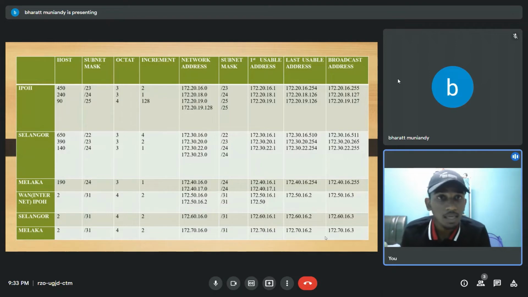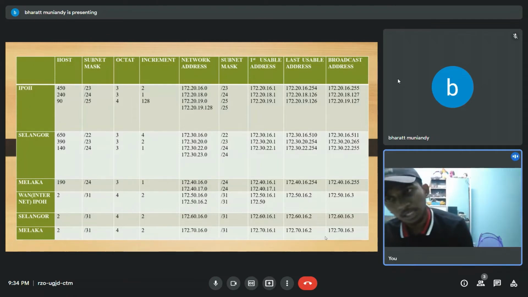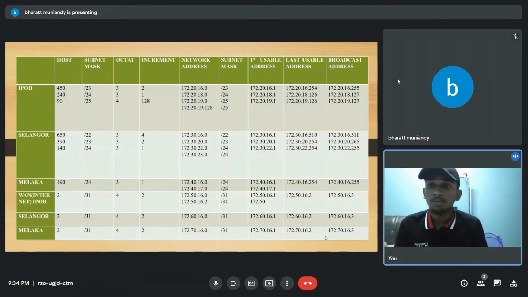Okay, to find the last usable address, we should subtract 1 from the broadcast address. So the answer will be 172.20.16.254. The second one will be 172.20.18.126, and the third one will be 172.20.19.126. Okay, this one is for Ipoh. The second one will be for Selangor.